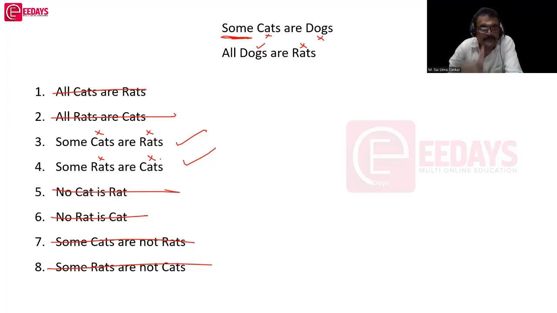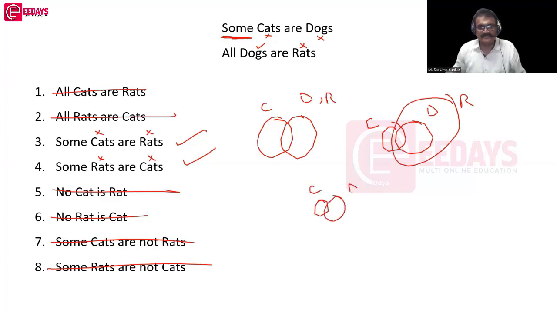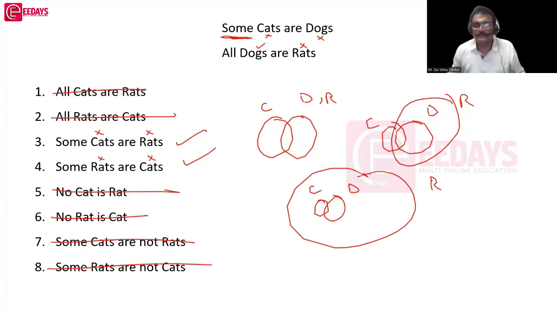కంక్లూజన్లో ఏదైనా ఒక టర్మ్ డిస్ట్రిబ్యూట్ అయితే స్టేట్మెంట్లో కంపల్సరీ అవ్వాలి. కంక్లూజన్లో డిస్ట్రిబ్యూట్ కాకపోతే దాని గురించి ఆలోచించాల్సిన అవసరమే లేదు. No need to draw a diagram here. Some cats are dogs like this, cats and dogs and all dogs are rats here, valid. And next here cats, dogs and rats, this is valid. Next cats, dogs and rats, okay, this is also valid.